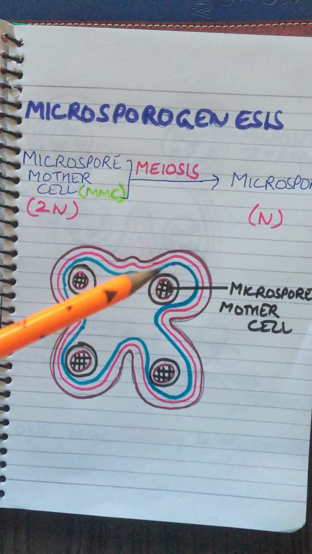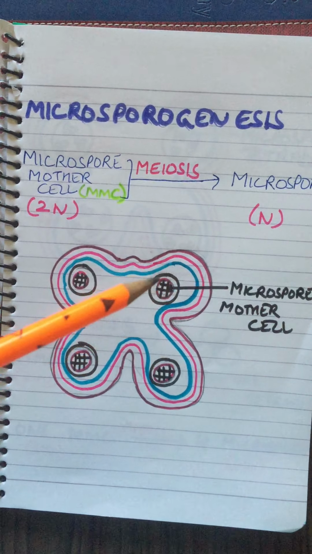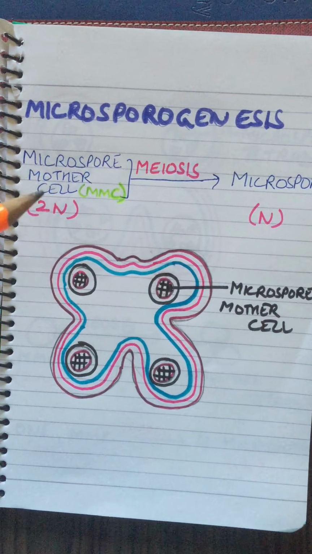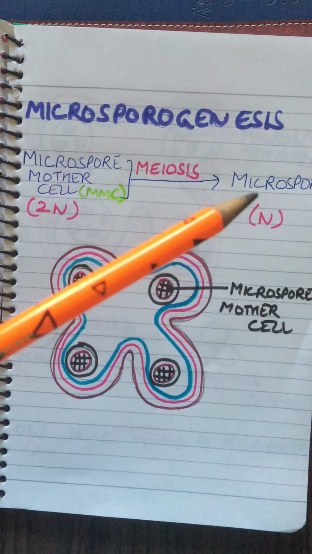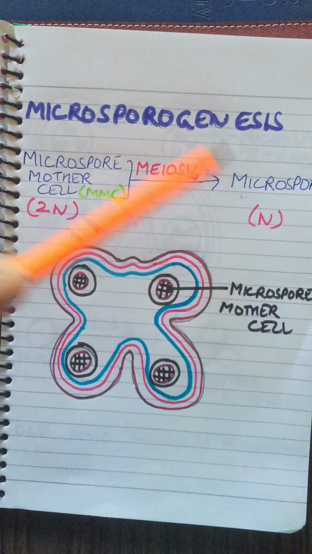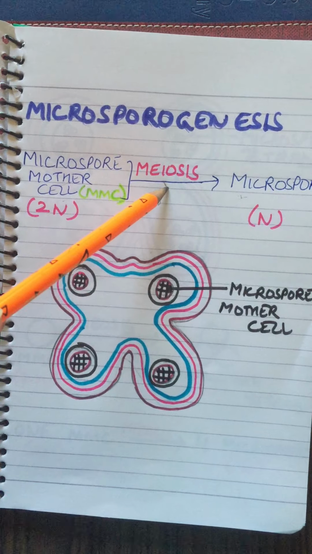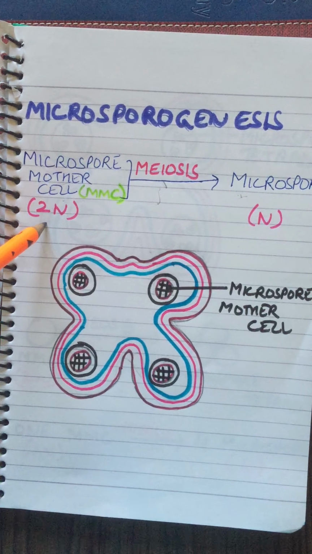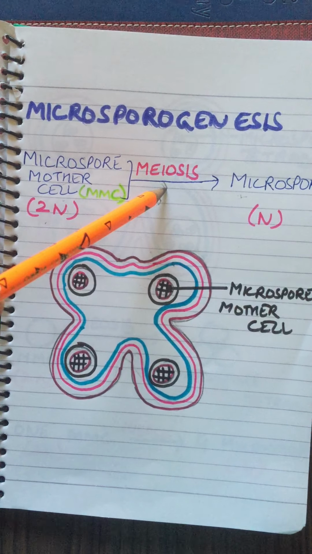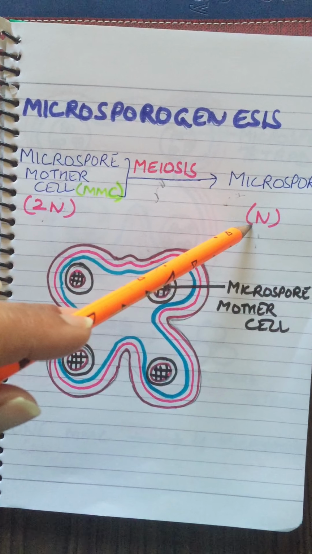Microsporogenesis. Where is this microsporogenesis occurring? Microsporogenesis is occurring in each microsporangia of the anther. Now, what is microsporogenesis? It is the formation of microspores from microspore mother cell through meiosis. Microspore mother cells are diploid, and when they undergo meiosis, meiosis is a reductional division. Microspores which are formed are haploid. Chromosome number will be reduced to half.